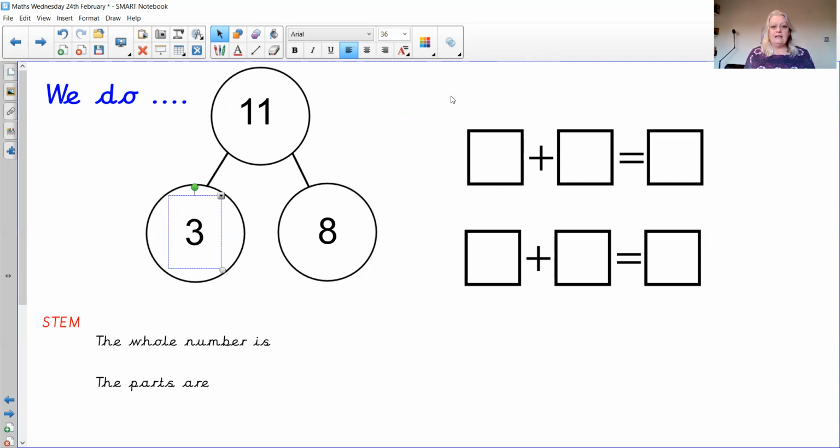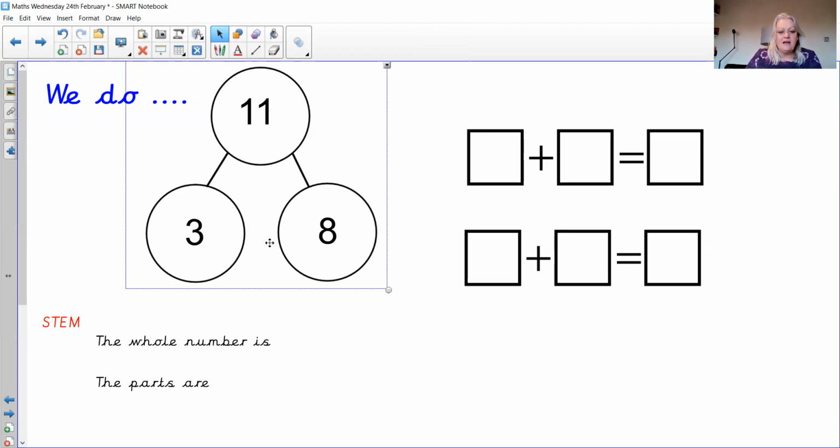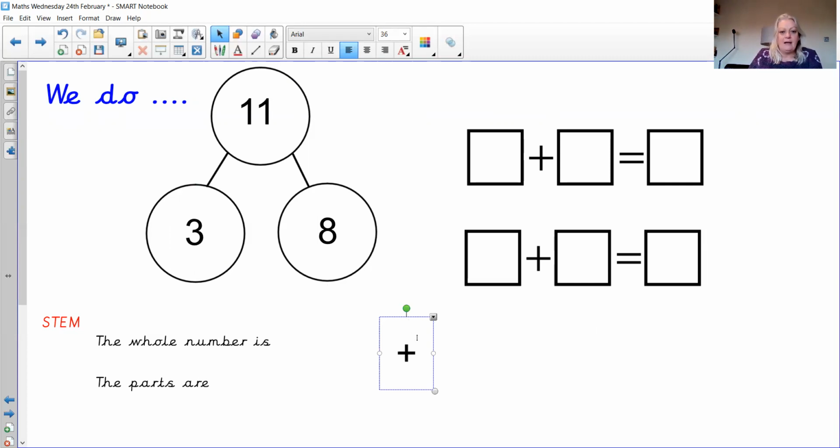So looking at the calculations you've got here, I've got add equals what add what is the same as what? So we need to put our parts in because our parts add up to our whole number. So if we add our parts, it will help us with our calculation here.